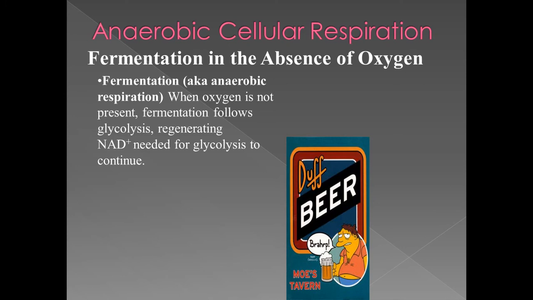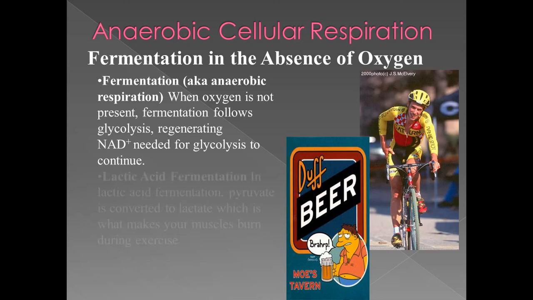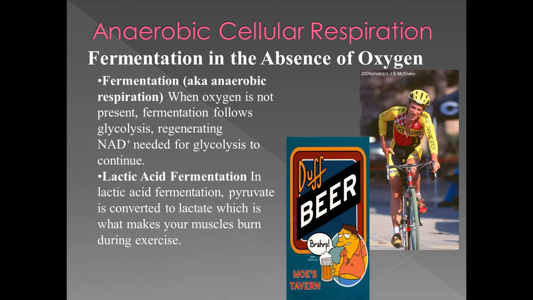Fermentation is when oxygen is not present, and it follows glycolysis, which regenerates the NAD+ needed for glycolysis to continue. Fermentation happens in the production of things like beer, also yogurt, cheese, etc. Lactic acid fermentation is when pyruvate is converted to lactate, which is what makes your muscles burn when you exercise. So that's one pathway that glucose can take in an organism.